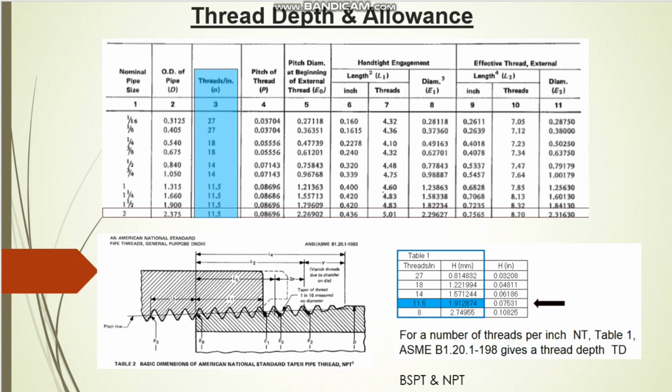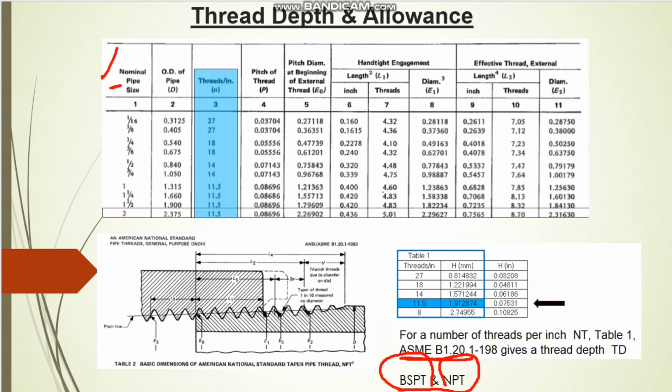In threading, in general, there are 2 types of arrangement we have. One is BSPT and the other is NPT. NPT is national pipe thread, and BS is the British standard pipe thread. Like you see here, ASME B1.20.1, this NPT is related to the American standard. Using this standard, we can find out the thread sizes and thread inches. For example, I have taken this table.